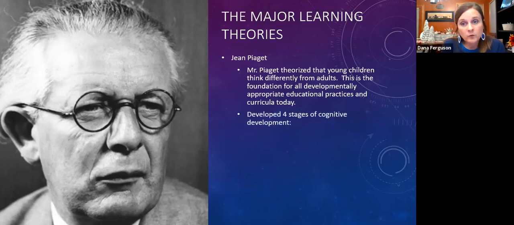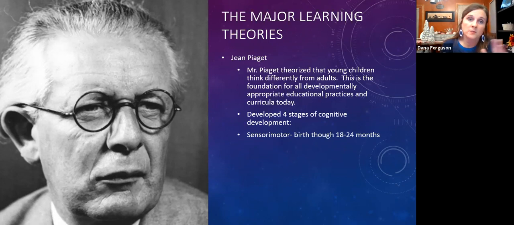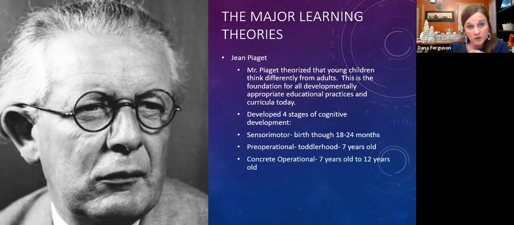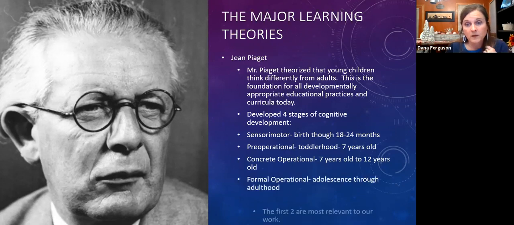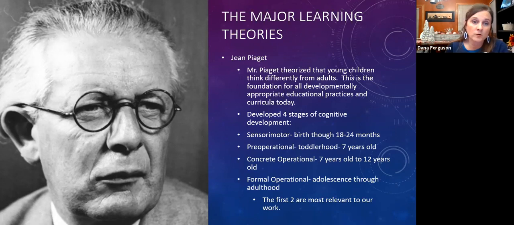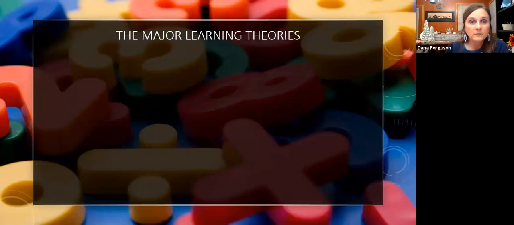So he developed 4 stages of cognitive development. The first was sensory motor, and this encompasses birth through 18 to 24 months. Then there was the pre-operational, toddlerhood through 7 years, concrete operational, 7 years to 12, and then formal operational, adolescence through adulthood. But we're only going to talk about the first 2 tonight because they're the most relevant to our work at this time.